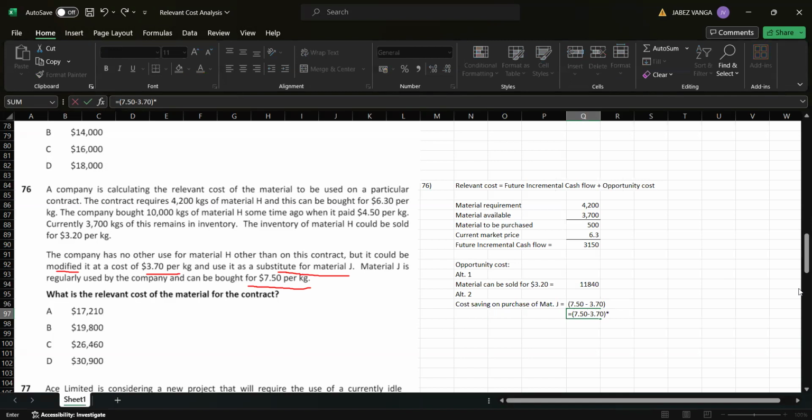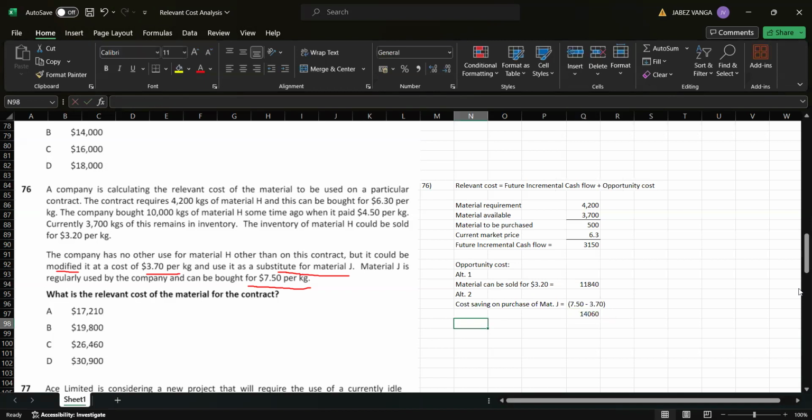into how many kgs? The material that is available is 3,700 kgs. So this is applicable for all 3,700 kgs. So we see that there are two things. Opportunity cost on alternative 1 is 11,840. On alternative 2, it is 14,060.